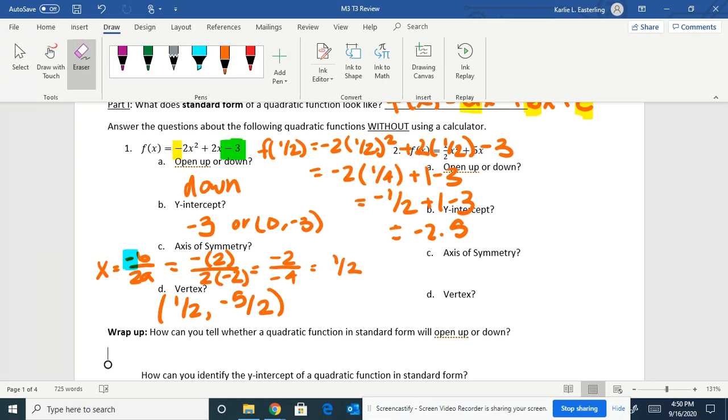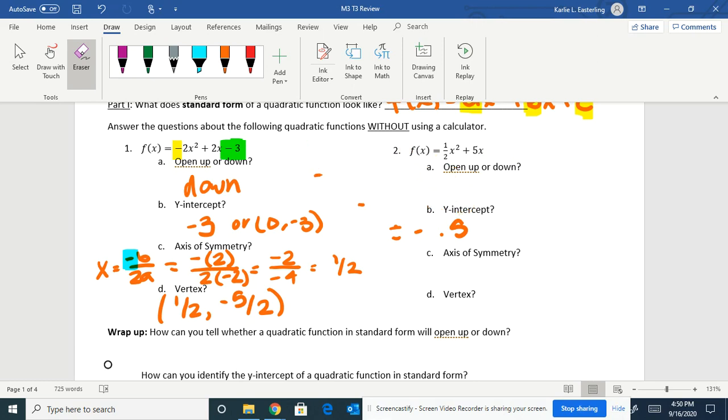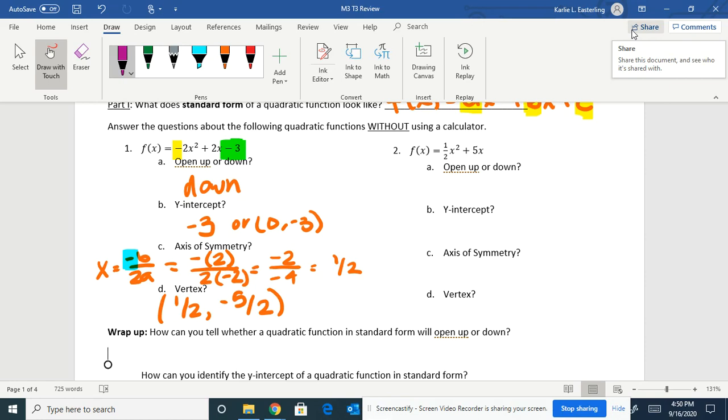All right, so I'm going to go ahead and erase this for our next problem so that we can solve it. Fabulous. Let's solve this one in purple. We'll probably bounce around with some colors here. So if we're looking at number 2, f of x equals 1/2 x squared plus 5x. Are we going to open up or down? Hopefully you recognize that this one is going to open up because we do not have a negative out front. Our a value here is positive.